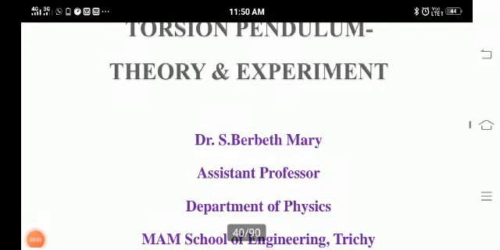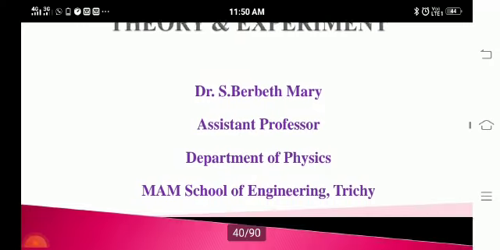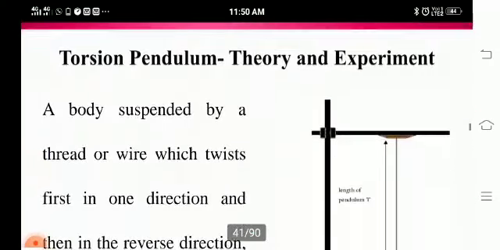Good morning to all. The topic which we are going to discuss is torsion pendulum theory and the experiment of it. So first we have to know what is a torsion pendulum.